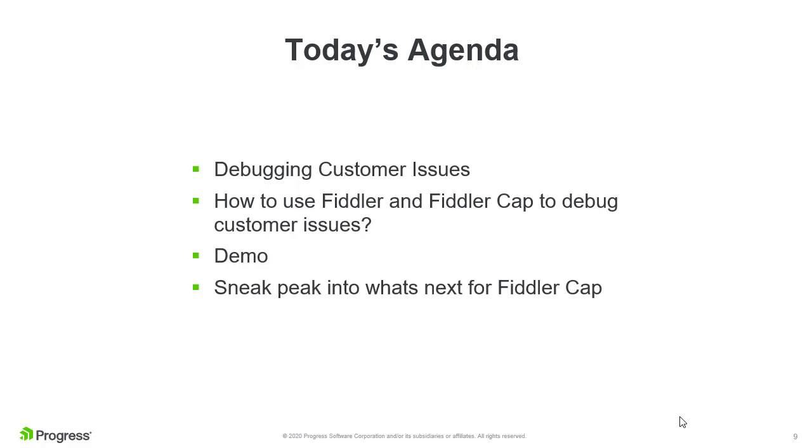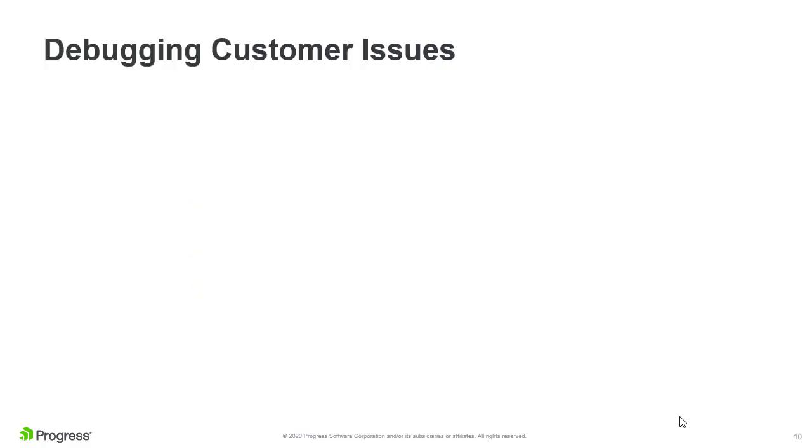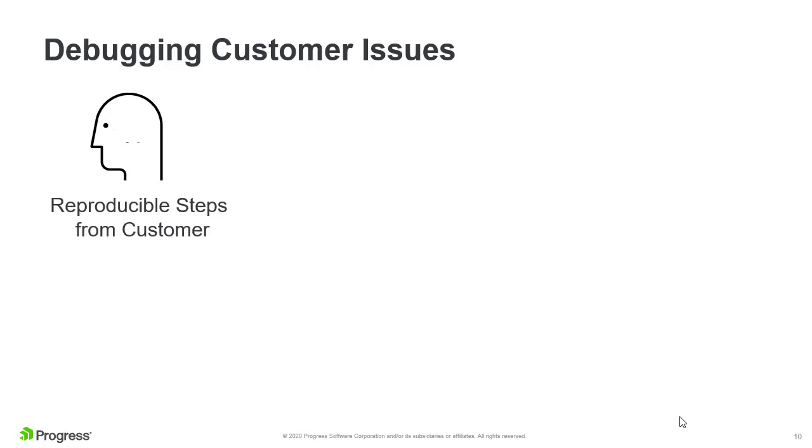So let's get started with how customer issues are currently debugged. Typically, when a customer experiences an issue, he will log a support ticket, and hopefully he will add all the steps required to reproduce the issue, which tech support will use as a starting point to reproduce and troubleshoot the issue.